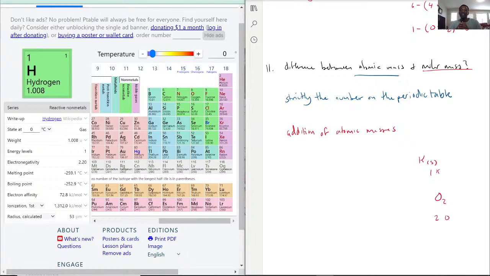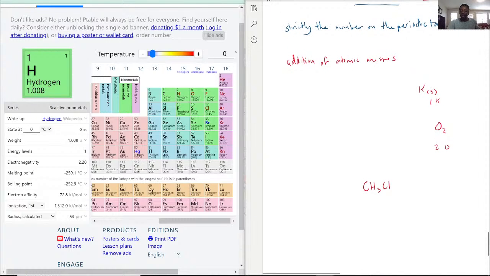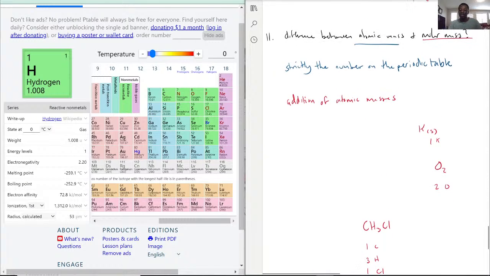And with that being said, you should never see something like, what is the atomic mass of CH3Cl? This cannot have an atomic mass because it's composed of different elements. There is no CH3Cl on the periodic table. What it should be asking for is a molar mass, because that allows us to add up our atomic masses to get the answer. So the molar mass of this, for example, would be 1 C plus 3 hydrogen plus 1 Cl. Adding those atomic masses is what gives us our molar mass, okay? So that is the difference between molar mass and atomic mass.